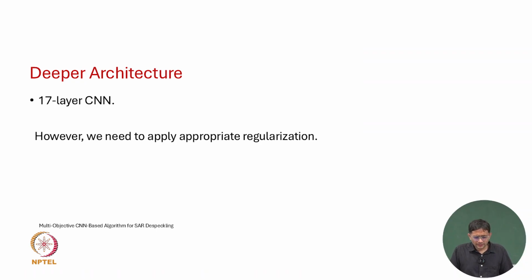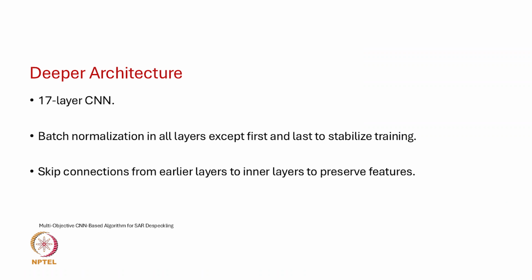Now, if you are going for a deeper architecture, of course, you need to apply appropriate regularization. So one specific regularization that has been emphasized in the paper itself. It's not that the previous example that we took did not have batch normalization, but in this case, we are mentioning it with a bit more emphasis that it's used as regularization to stabilize training. Furthermore, they also use skip connections from earlier layers to the inner layers.